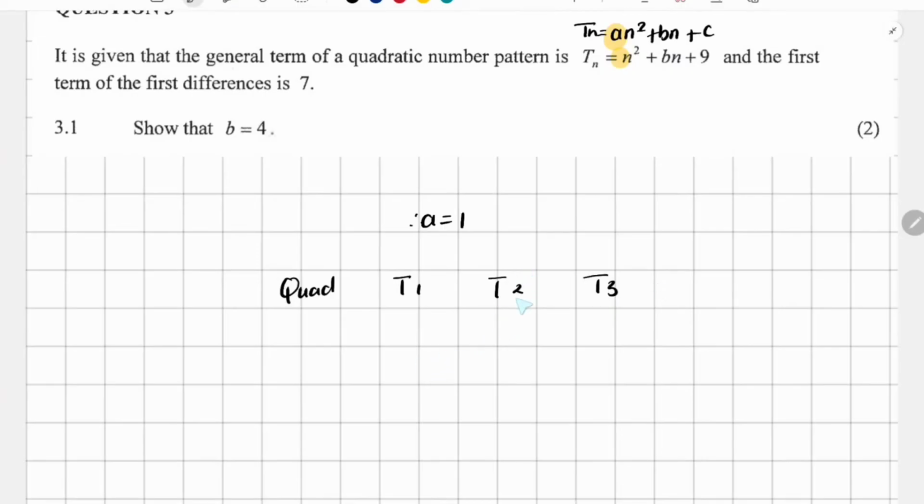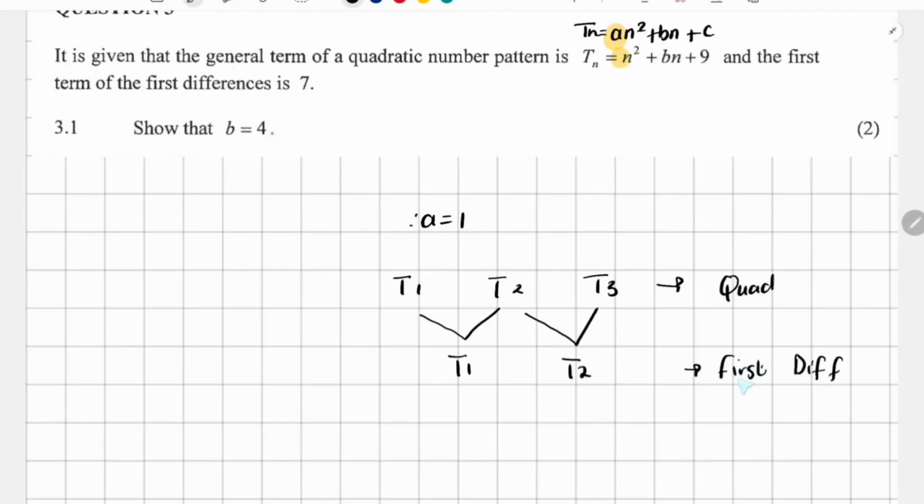Then, if you set the second term minus the first term in the quadratic pattern, you end up with the first term of your first differences. Okay, so let me actually write these over here. So that's your quadratic pattern. And then if you set the third term minus the second term in the quadratic pattern, you'd end up with the second term of the first differences. So this would be your first differences that you have over here.